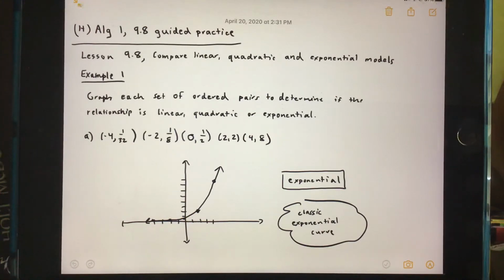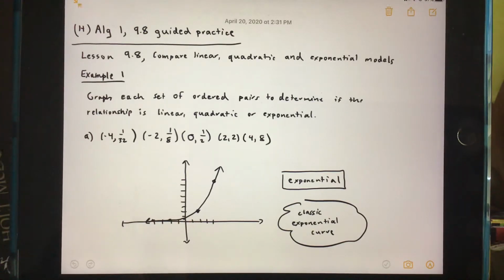So we're going to start with example 1, where we're given some ordered pairs, and we're going to graph the ordered pairs that we're given to determine if the relationship is linear, quadratic, or exponential. The method we're going to use is taking a look at the graph. We know the shapes of graphs that are linear, quadratic, and exponential, so once we've plotted the points, we'll look to see what shape we see on our graph, and we'll decide then whether or not that is modeling an exponential, a quadratic, or a linear relationship.